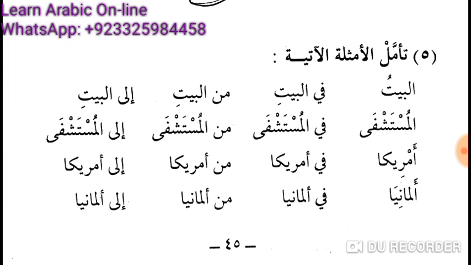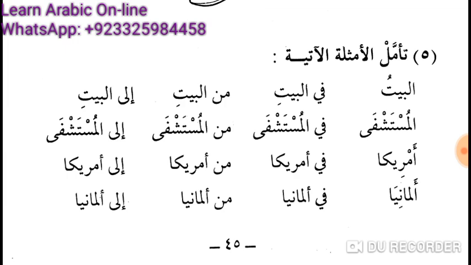Now even though these still have fi, min, and ila. Yes, there are some special words which do not accept kasra in any state. So, Mustashfa, America, Almania, these are these type of words. And the sign is that they have a voice of alif at their end. For example, Mustashfa. Here you listen a voice of alif at the end of Mustashfa.